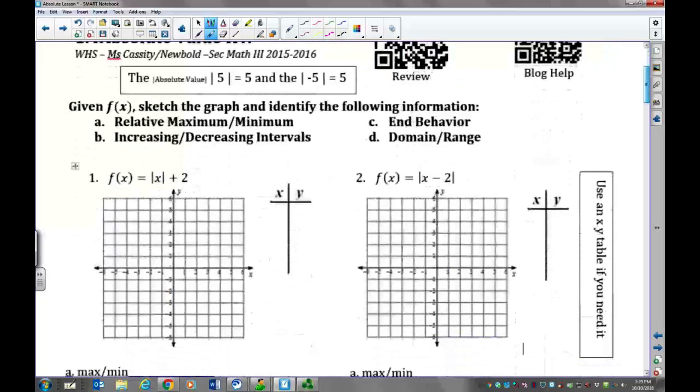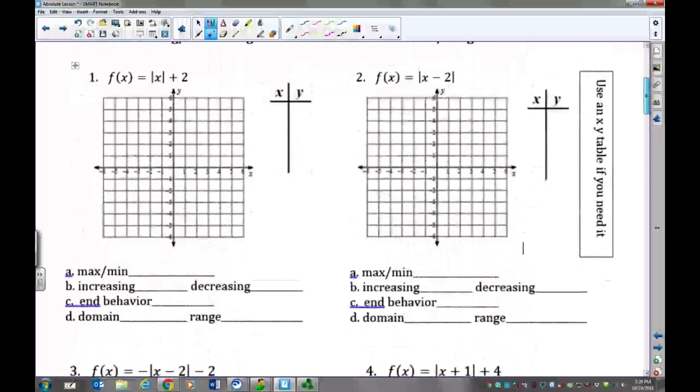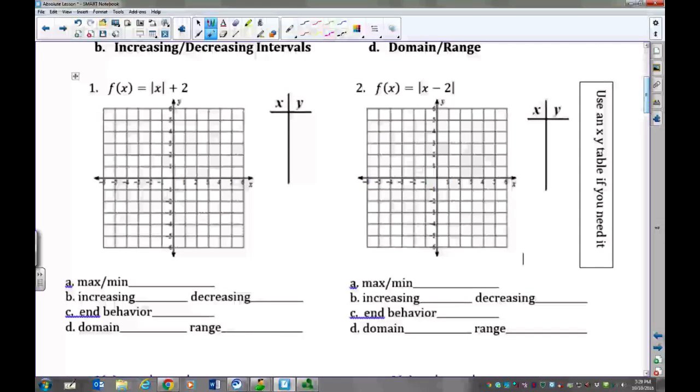Okay, so we're going to do maybe 2 and 4 would be good. Do a few of these, maybe 2 and 6. So start off with an easy one in case you were absent.